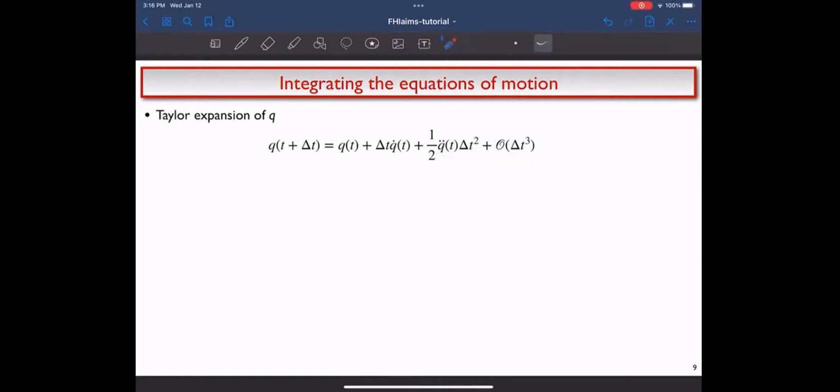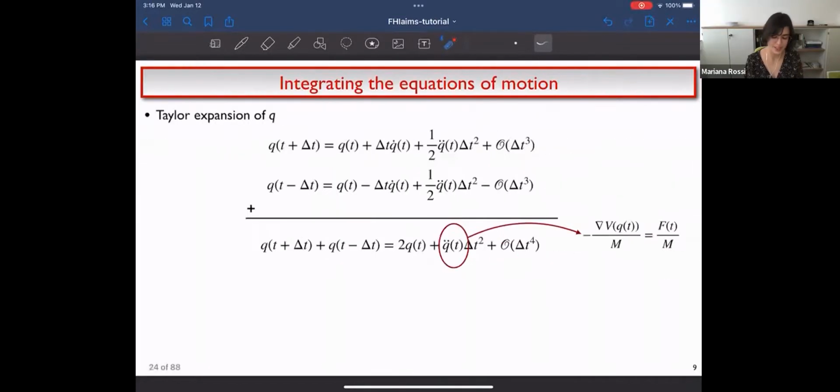So what is usually done in most codes out there nowadays is that you can equally expand back in time your position. So you do a Taylor expansion with minus delta t. You sum those two expressions, and you end up with what I have here in the bottom, in which the error is order delta t to the 4. That is a much more stable algorithm. It's also time reversible, and it conserves the phase space volume. You can show all of that. It's called the Verlet algorithm.